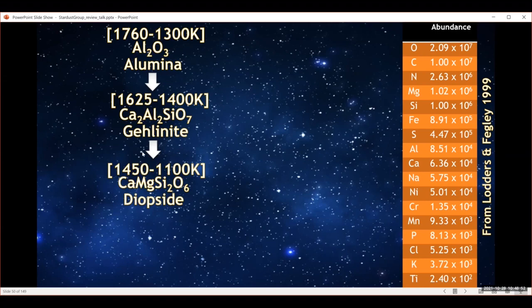And then this is going to react with magnesium in the gas phase. And so that's going to give you a pyroxene. So this is one of those long chains, but where the charge balancing is coming from calcium and magnesium.